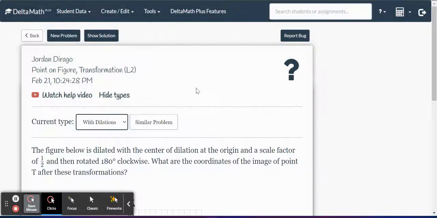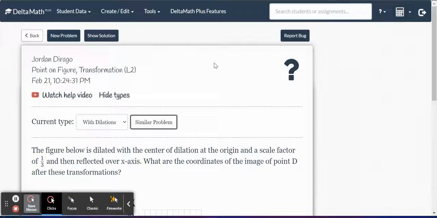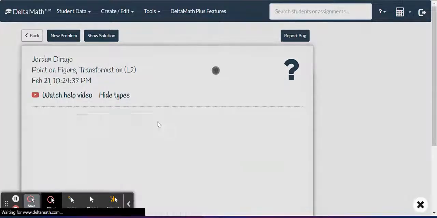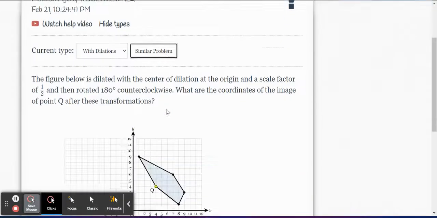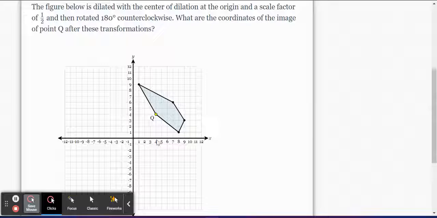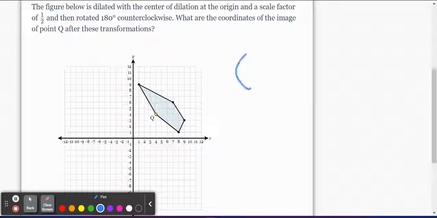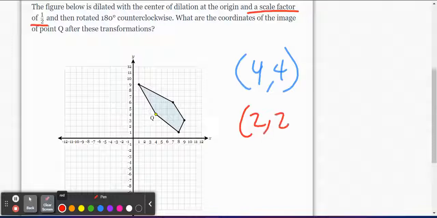Now, dilations. Okay. I want a nice whole number scale factor. Let's see if they have that. Okay, maybe not. We'll start with this. Okay, Q is (4, 4). So I'm going to write it out. (4, 4). Now, when it's dilated with a scale factor of 1/2 around the origin, half of 4 is 2, right? So you just multiply these by 1/2, and you get (2, 2).